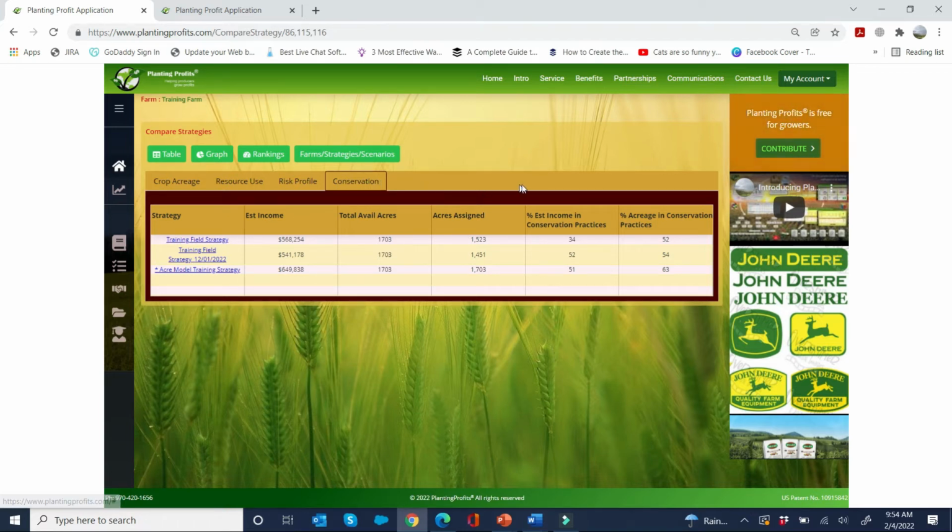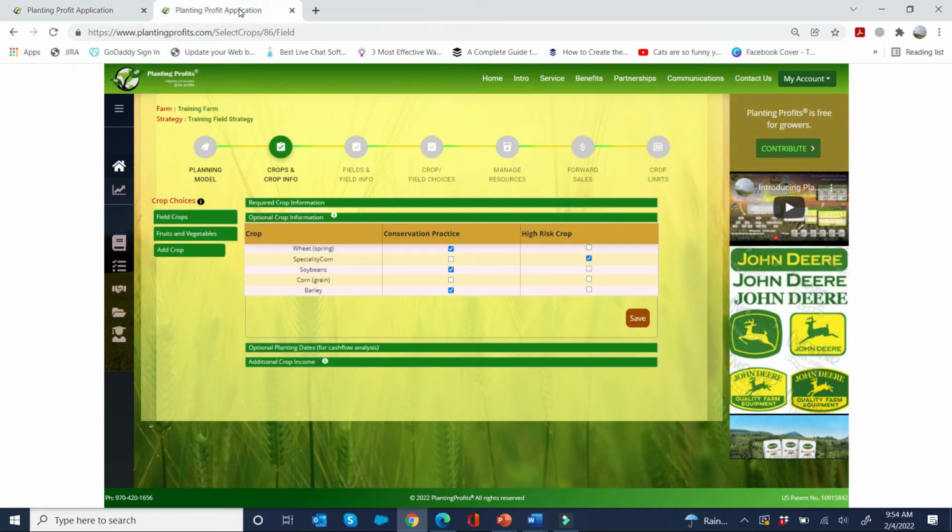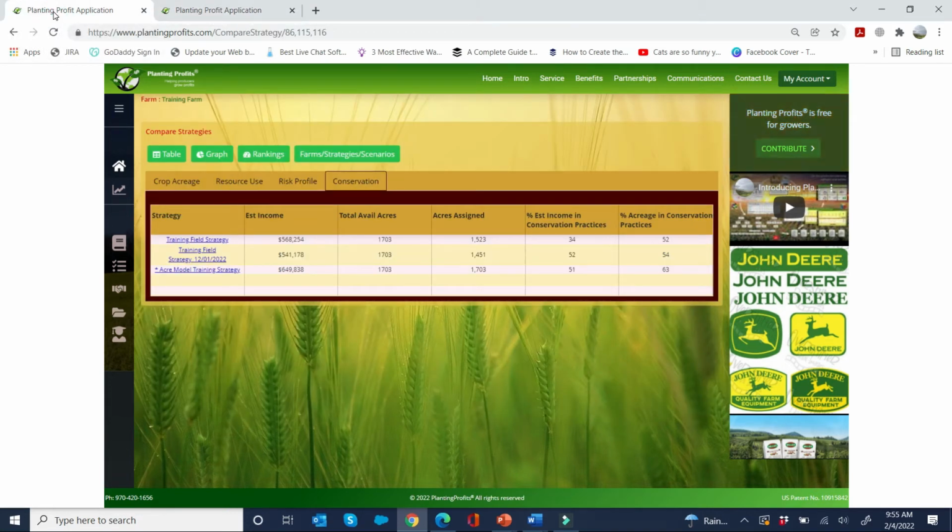The first one is the percentage of estimated income in conservation practices. The second one is the percentage of acreage under conservation practices. Crops are designated as conservation crops on the crop information page. Acreage assigned to these crops are used to calculate the conservation metrics. These can be used to evaluate trade-offs between conservation and profitability, for instance. In a later video, we'll cover analyzing conservation practices.